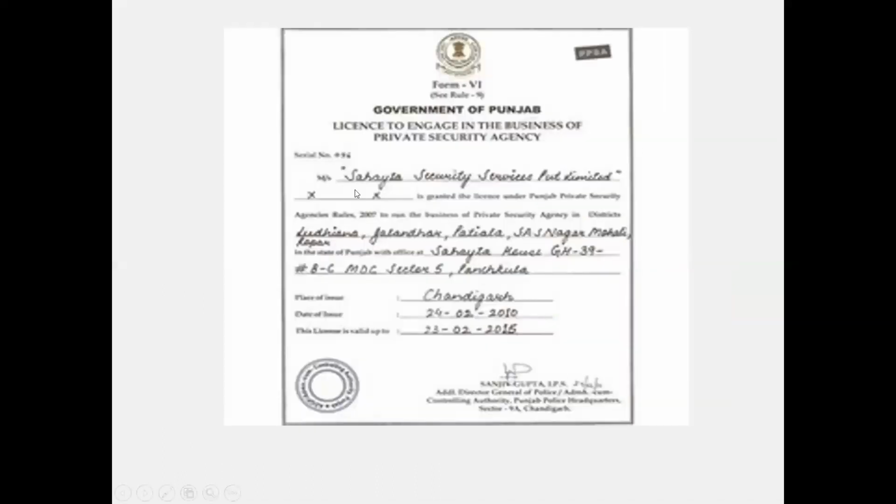Next, this is an example of a license for engagement in the business of a private security agency. Here you can see the serial number and Form 6. The Government of Punjab has issued a license permitting Saya Security Services Private Limited to establish their business, with the order valid from February 2010 to 23rd February 2015. They have given a 5 year license, mentioning the address of the business. This is just an example I have taken to show you.